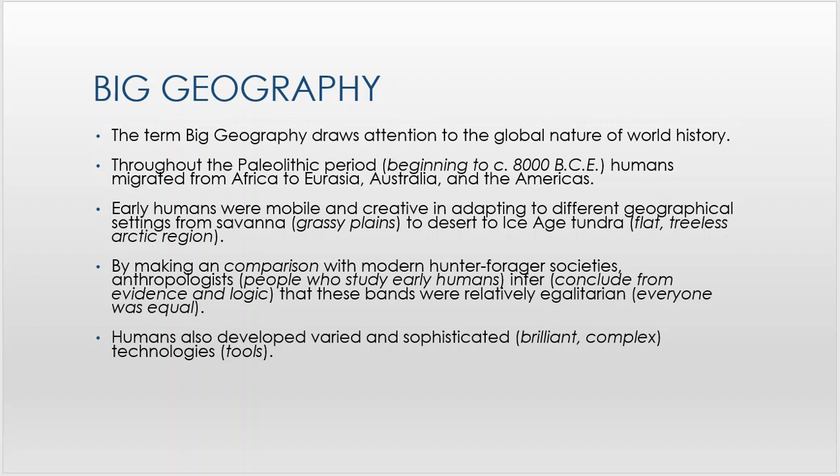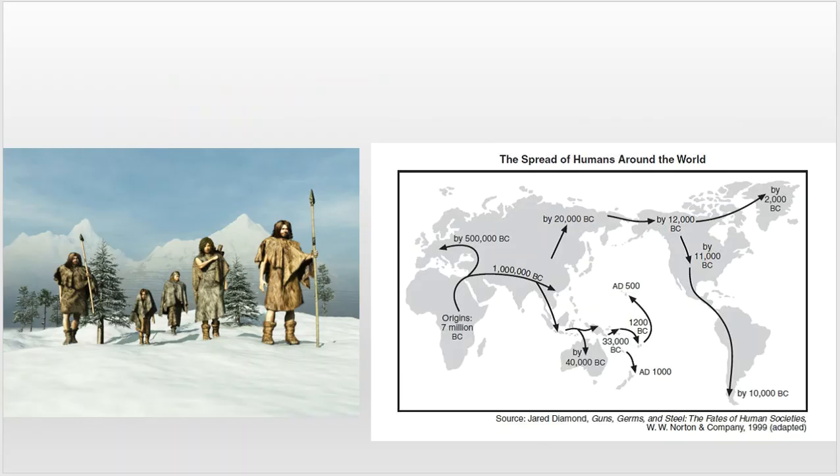Humans also developed varied and sophisticated technologies, which we're going to talk a little bit more about as we go into the webcast today. Bottom line, big geography is simply a fancy word for saying the migration of early humans across the world. Big geography, migrations of humans across the world, that's pretty much the same thing.